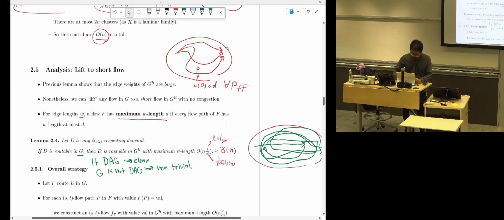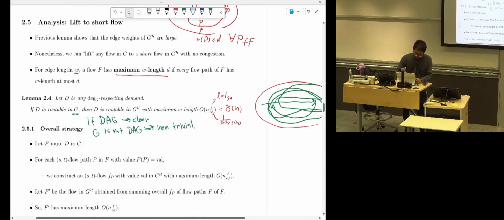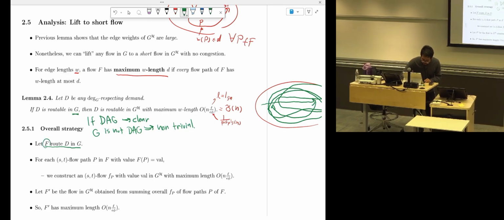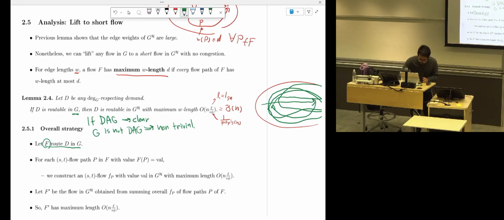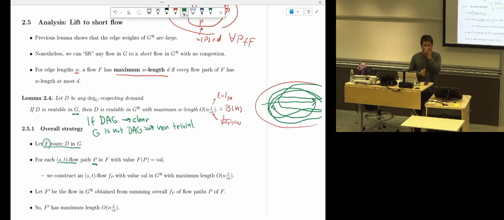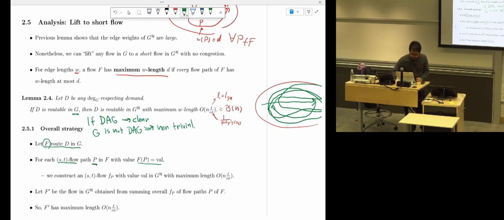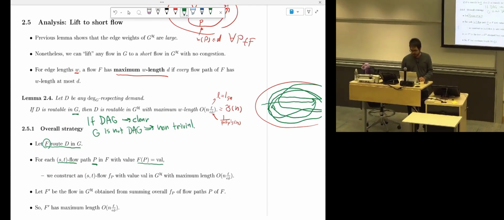So what we need to do is, suppose that I have some flow in the original graph that can be long. What we're going to do is try to shortcut this flow path by path. Let's look at one path, and let's say this path starts from S and ends at T, and let's say that this path has some value. So I have some flow.